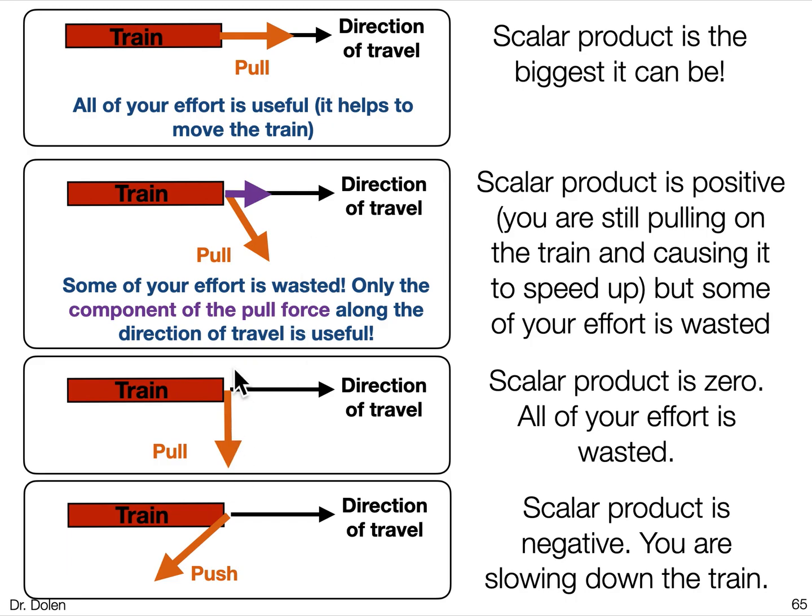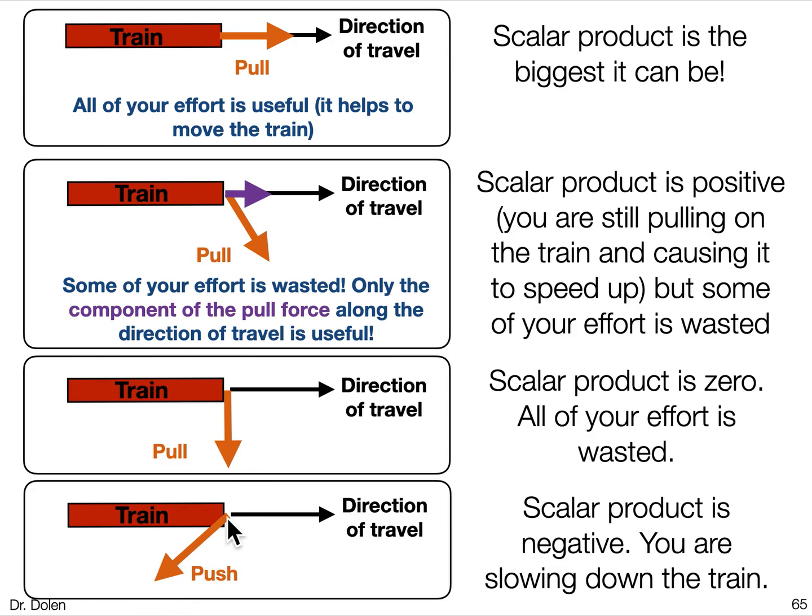If I pull 90 degrees from the direction the train is traveling, I'm not doing any work. I'm not doing anything useful. It may seem like I'm doing work, but I'm not helping to speed up or slow down the train. So in our eventual physics definition of work, that's going to be zero work, even though you're applying a lot of force. But your force is wasted. It's not being used to pull the train.